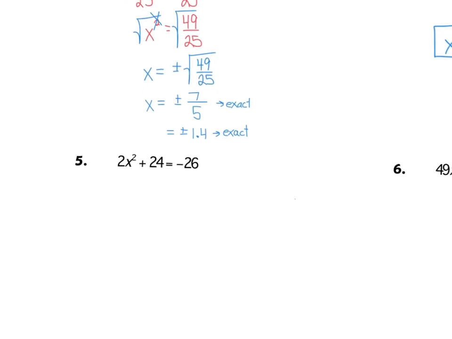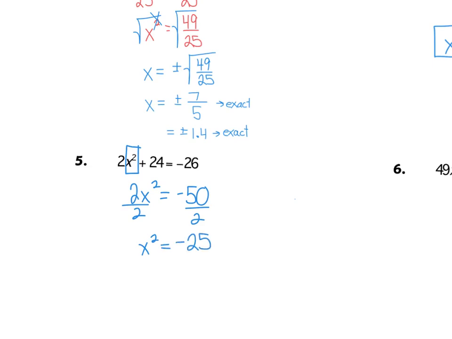All right, number 5. For number 5, let's get x squared by itself. Again, we want to isolate the variable, so we're going to subtract 24 from both sides. We get negative 50. 2x squared equals negative 50. Divide by 2. x squared is going to equal negative 25.